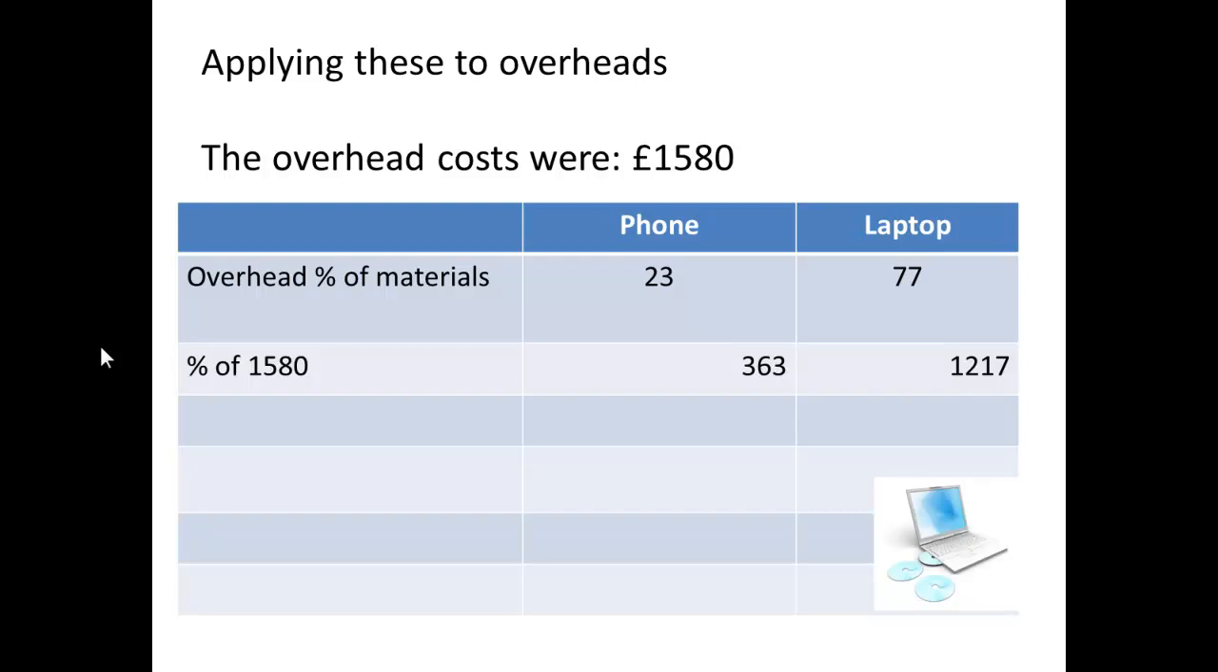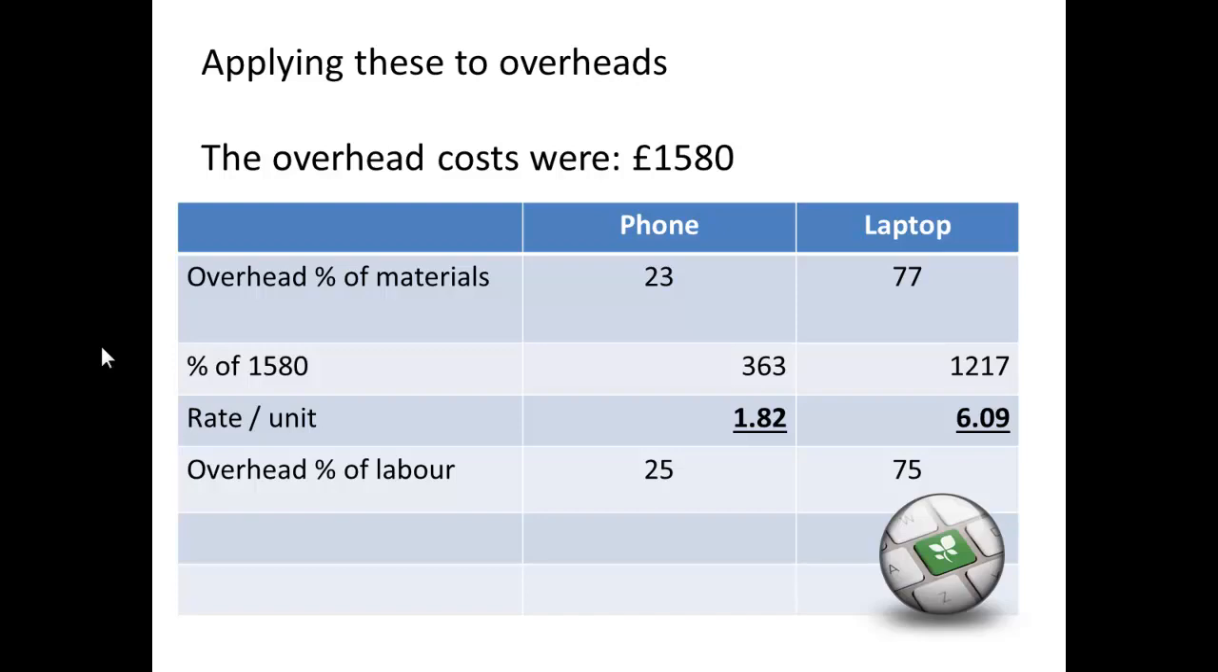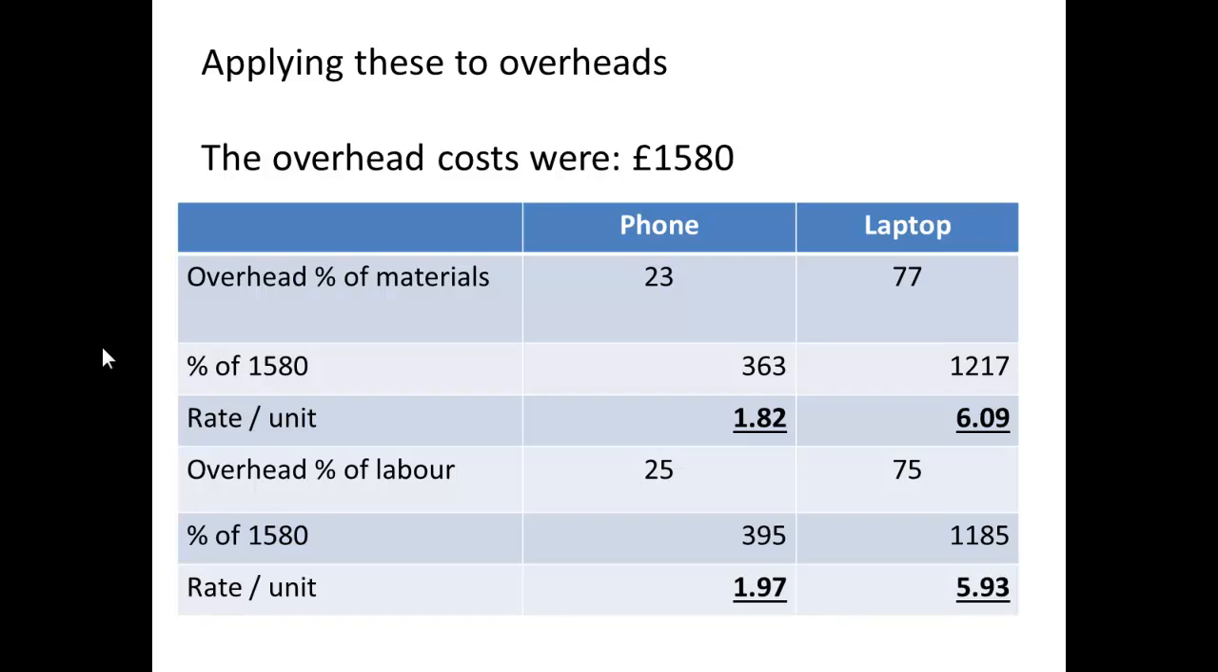So as a percentage of 1,580, for the phone I would get £363, and for the laptop I would get 1,217, which if I work that out per unit, there were 200 units of each, would give £1.82 for the phone, or £6.09 for the laptop as the rate to apply the overheads. If I did it with labour, it's 25% for the phone, 75% for the laptop. That comes to £395 for the phone, 1,185 for the laptop, and as a rate per unit it gives £1.97 per phone and £5.93 for the laptop.